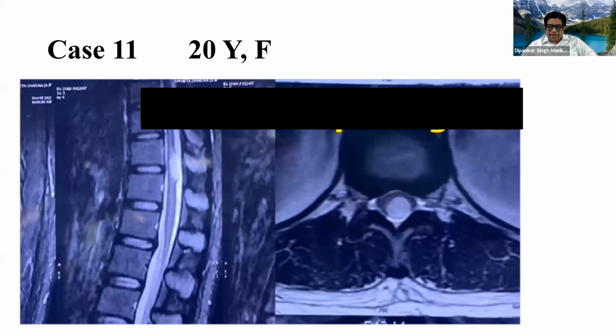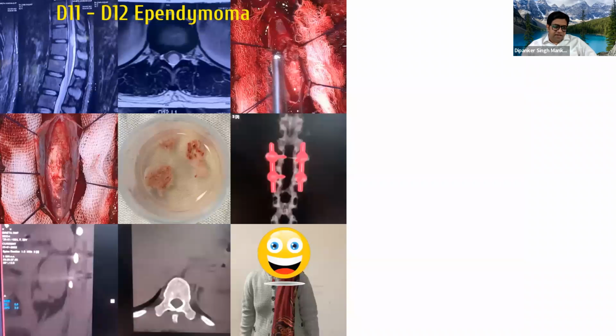Another similar case, Alex. This time she was a 20-year-old female patient presenting with a D11, D12 ependymoma. You can see that this lump is placed just behind the spinal cord. The radiology was also suggestive of an ependymoma, but this was an exophytic variant, with the tumor arising from the dorsal surface of the cord. It is exophytic and expansile in nature, and intraoperatively, the same findings I noticed on the MRI were there.